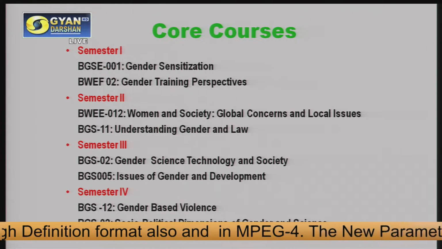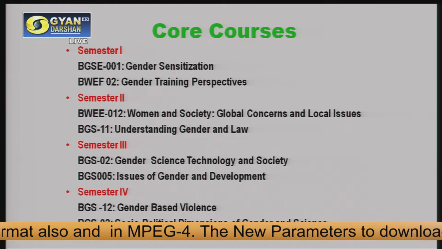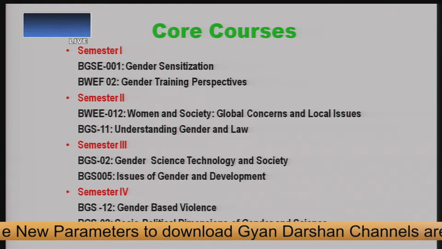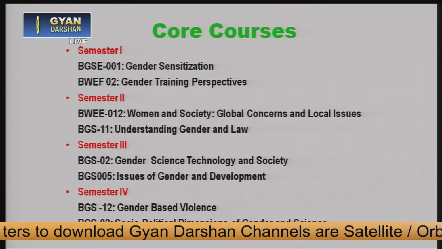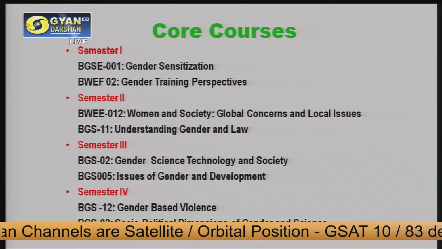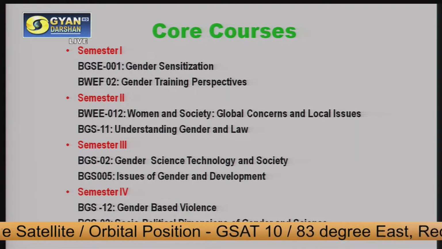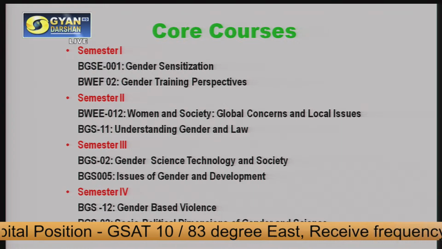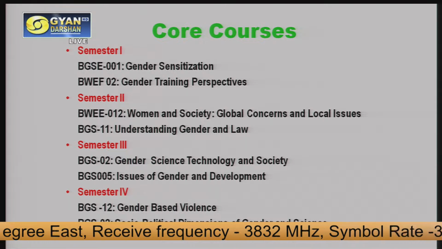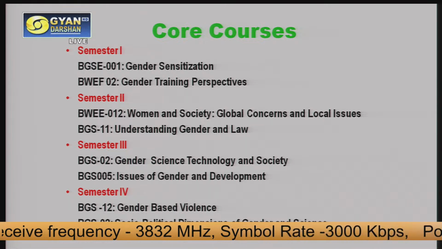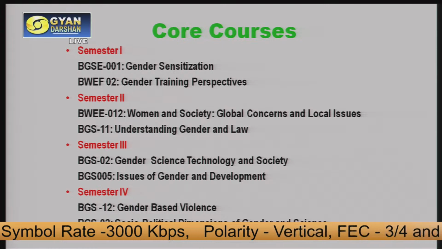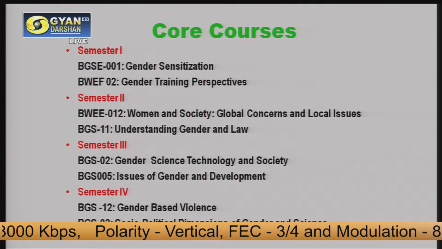And in semester 3, you will read Gender, Science, Technology and Society. And the other course is Issues of Gender and Development. The course codes are BGS 02, BGS 005. While in semester 4, again you will be reading two core courses, that is BGS 12, that is Gender-Based Violence, and BGS 03, that is Socio-Political Dimensions of Gender and Science.